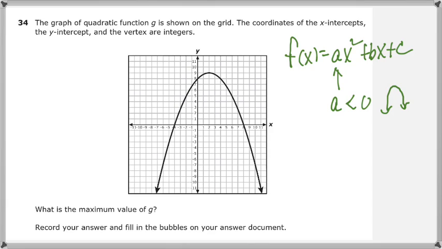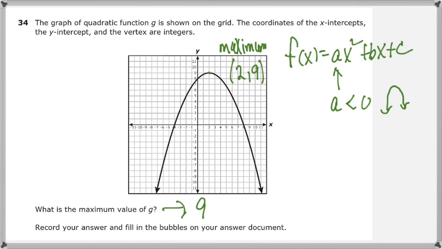It looks like our vertex is at this point here. That point there is going to be 2, 9. So the point here is our vertex, 2, 9. The maximum value is the y coordinate of the vertex, so this is going to represent a maximum. Our maximum value is 9. It's the y value.